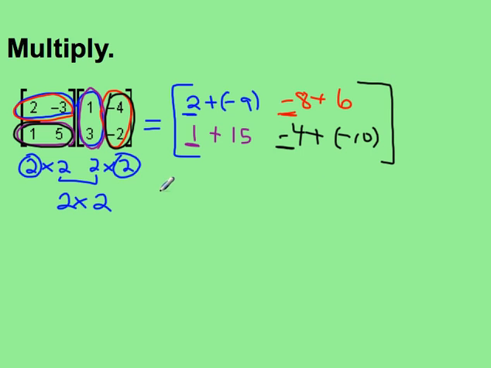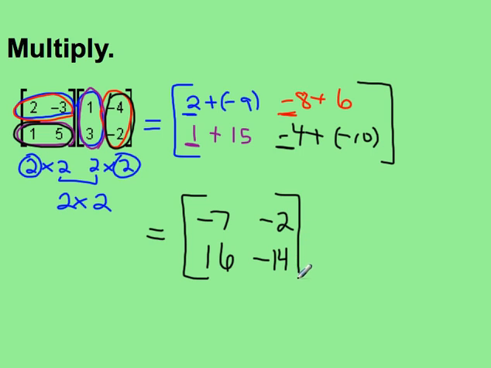Now we're going to put all that together to get our final matrix. If I add these up, 2 plus negative 9 is negative 7. Negative 8 plus 6 is negative 2. That's actually positive. 1 plus 15 is 16. And negative 4 plus negative 10 is negative 14. So there's my 2 by 2 final matrix.